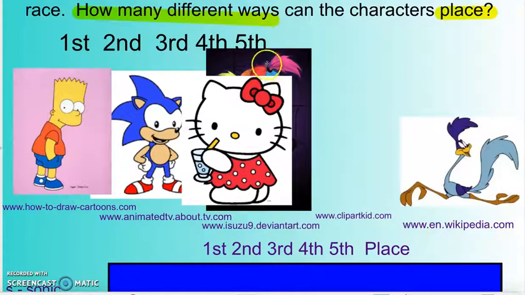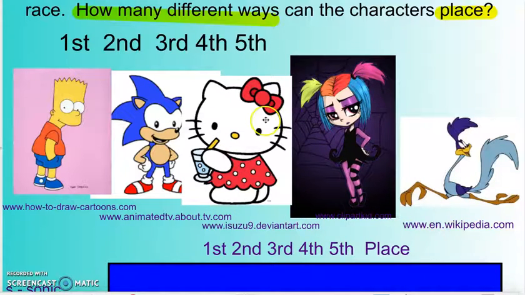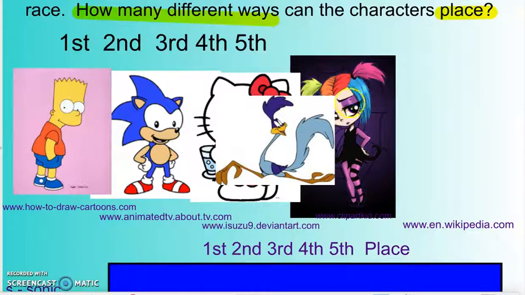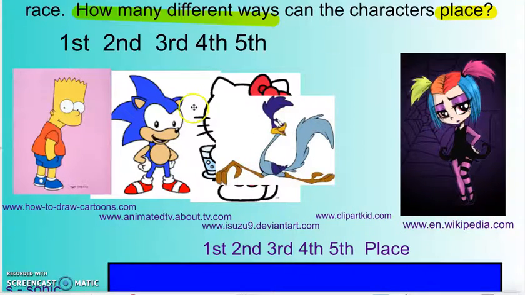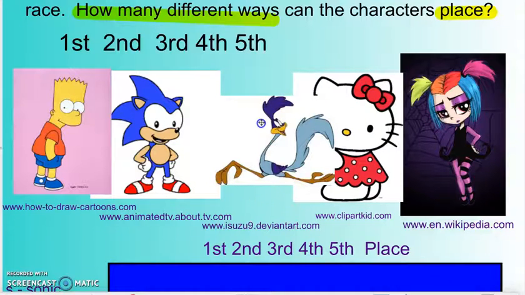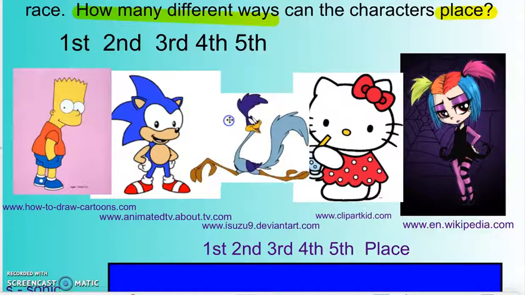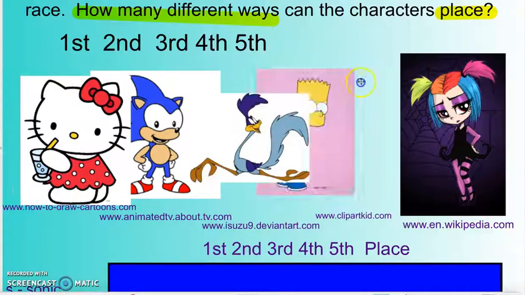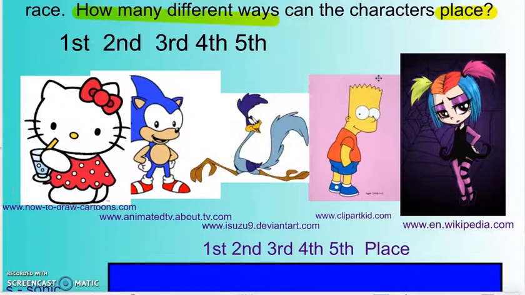What if Hello Kitty comes in before Isuzu and Roadrunner? Or what if Roadrunner comes in before both of them? And so Roadrunner is in third place. Or maybe Hello Kitty is in first place, and so on. How many different ways can you rearrange them in the different places, first through fifth place?